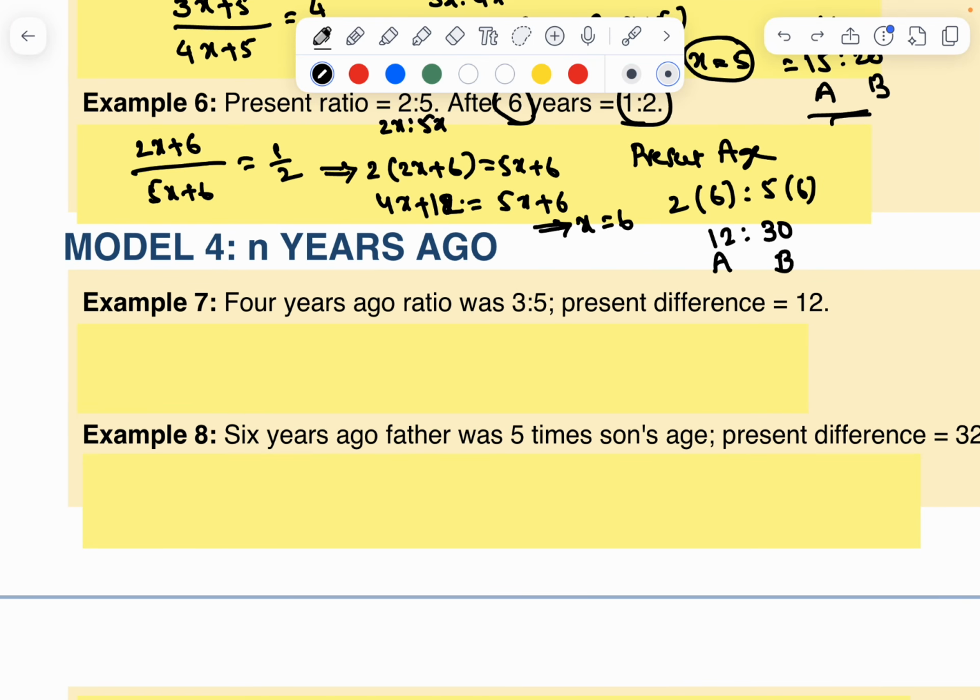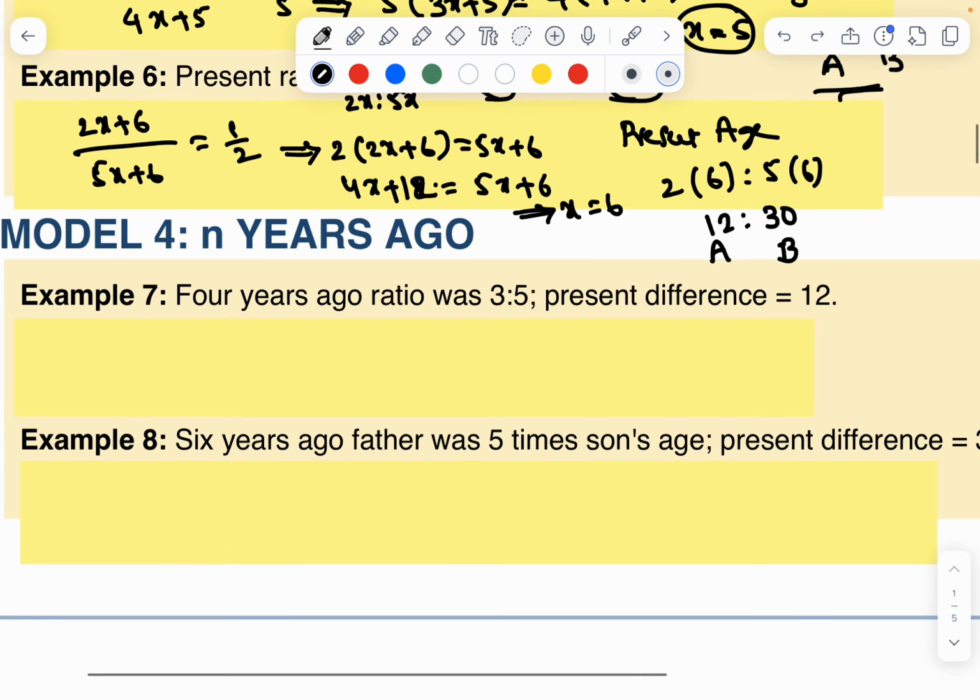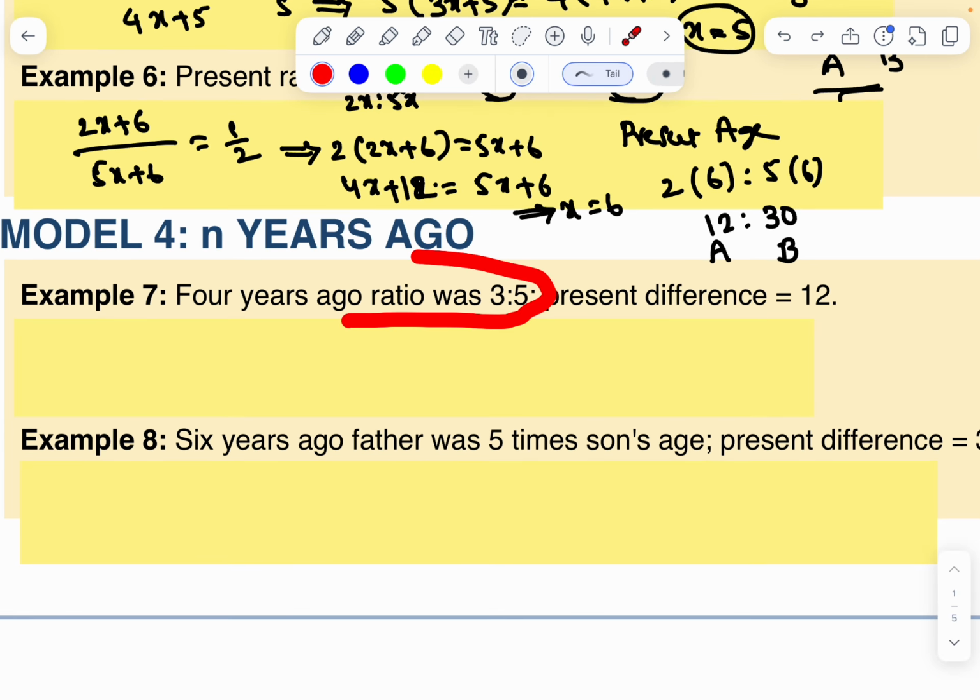4 years ago, ratio was 3 is to 5. Its present difference is 12. What is the age of the A and B?